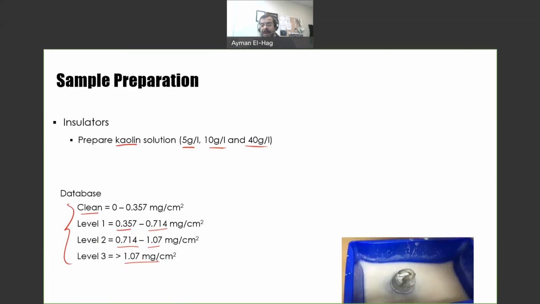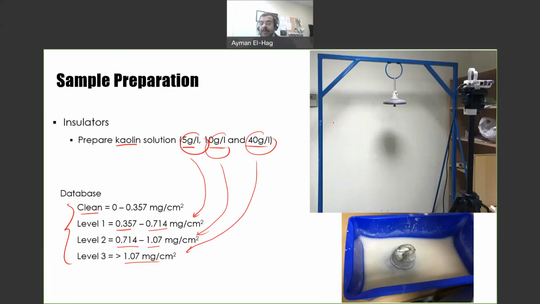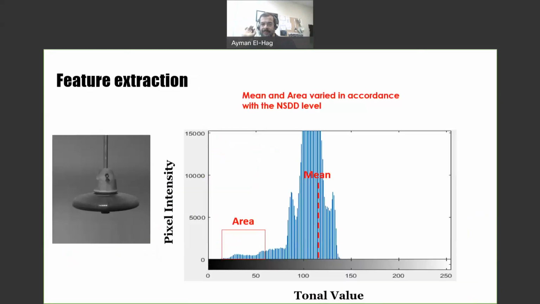Okay, so we prepare a solution with the kaolin. We dip the insulator inside this kaolin. Now the 5 gram will give me this level, this will give me this level, and this will give me the last level. And then we hang the insulator like this, leave it until it is dry, and then take the image. Okay, now when we take the image, this is the image of the insulators.